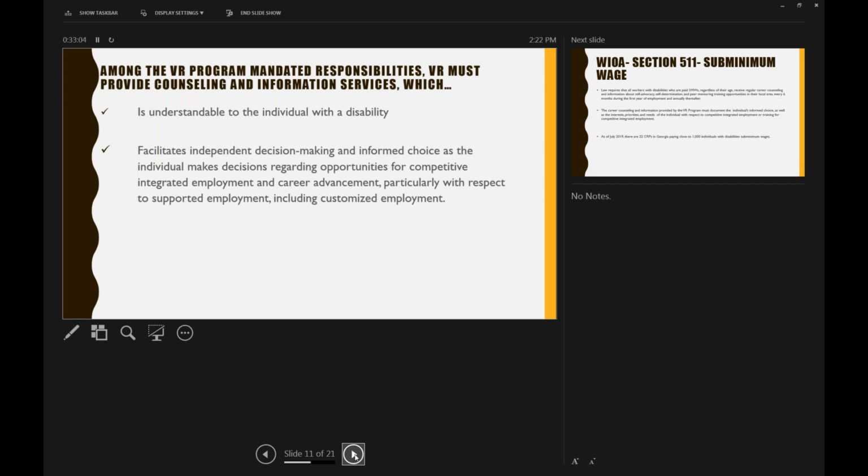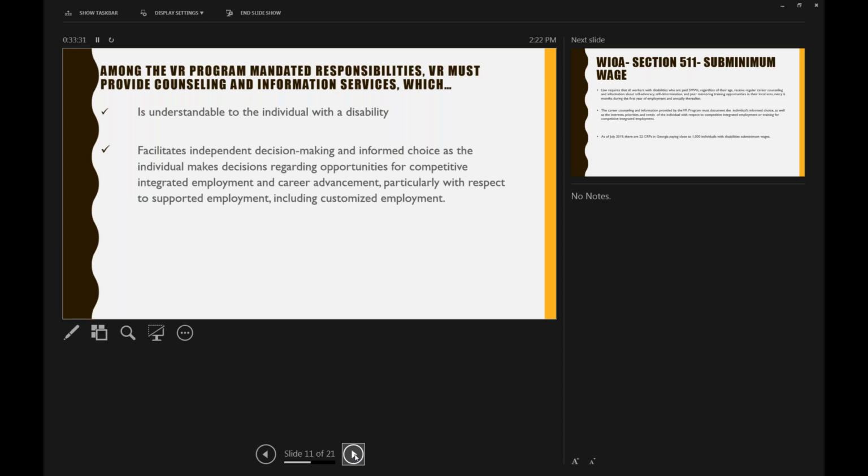Oftentimes, in vocational rehab in all states, letters are sent out that are complicated or complex to read, one of which is required. It's called a notice of change, and it talks about their case being closed or changes to the person's work plan. And in there it says that they have the right to appeal.